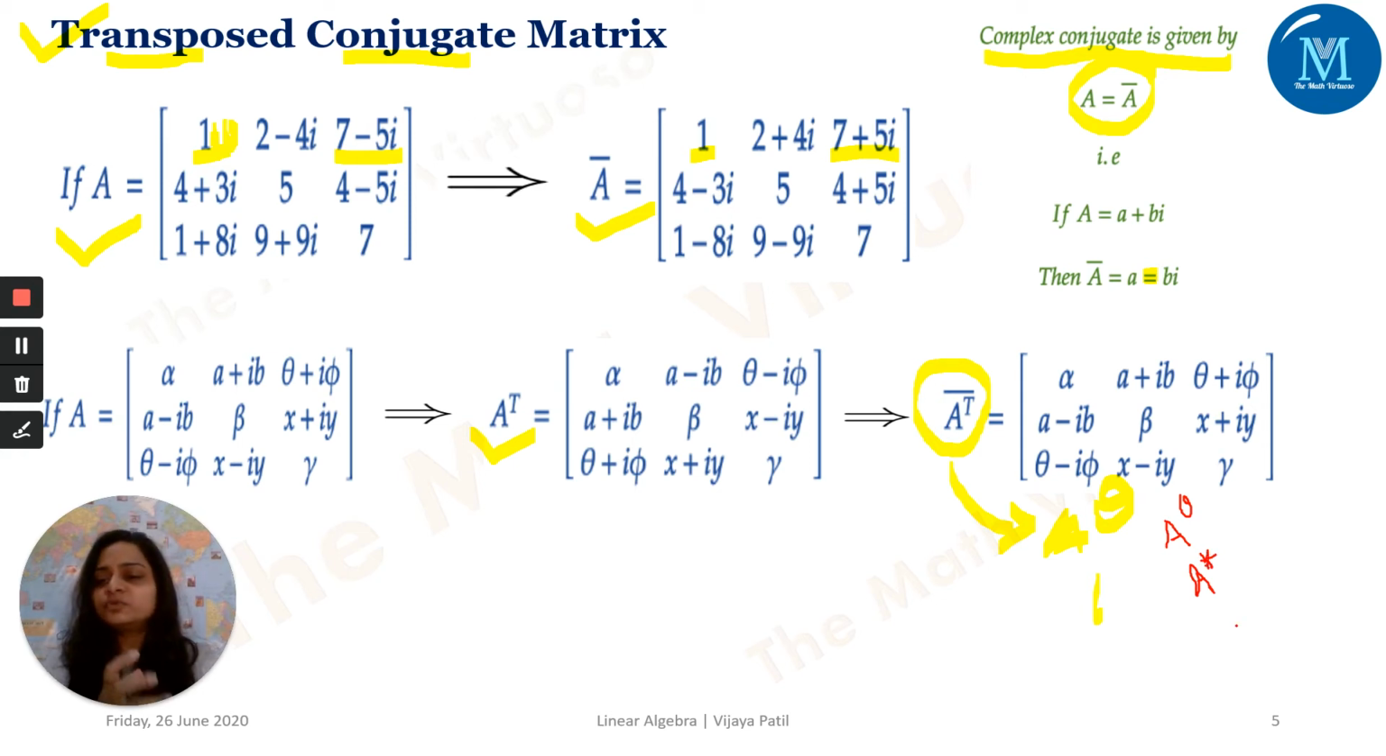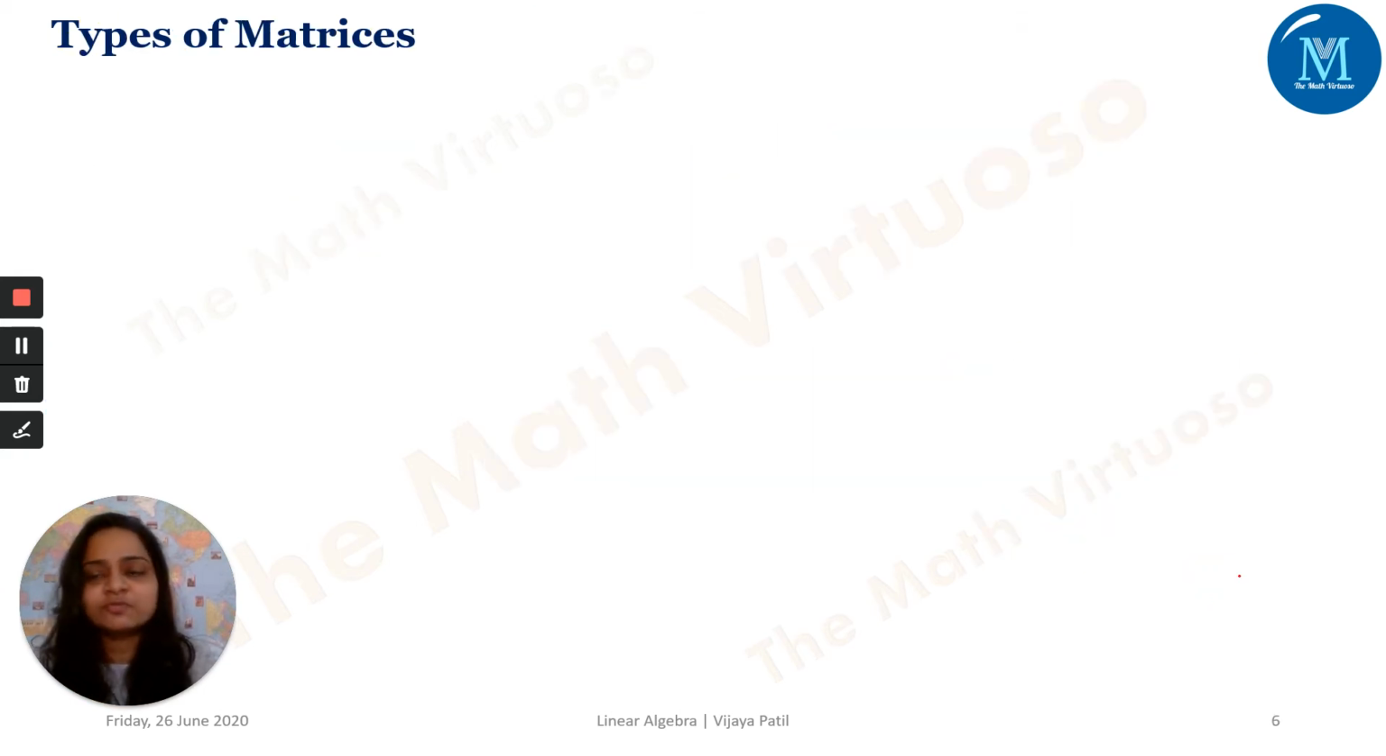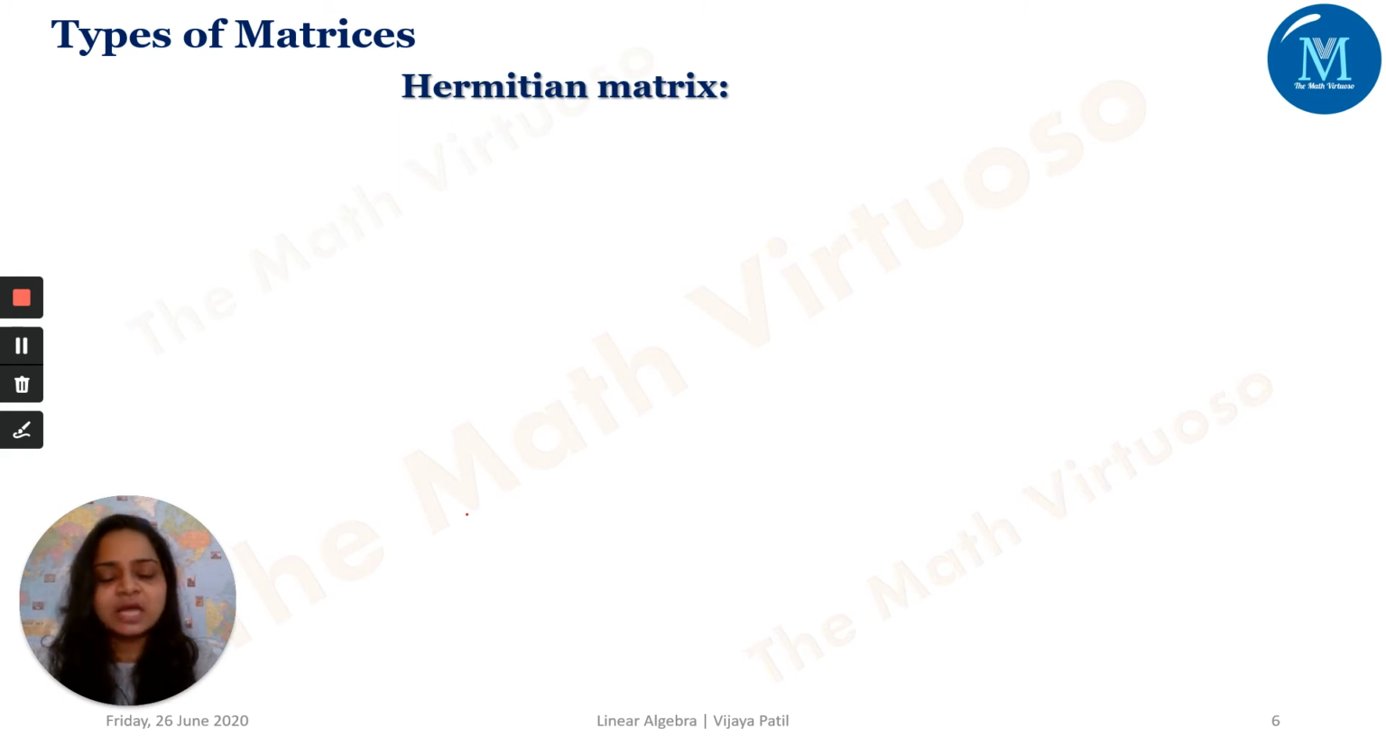So these are a few notations, and some books show this as the transpose conjugate, A transpose conjugate. It can be written as A to the power theta or A to the power star. Both of them are equal. Now, types of matrices going ahead: the Hermitian matrix, because I wanted to define Hermitian and skew Hermitian matrices.